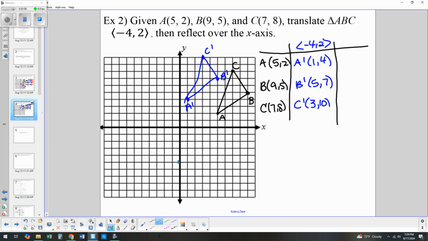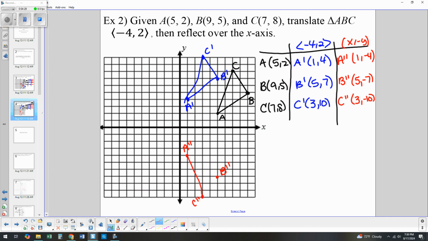So now we're going to do our second transformation. The reflection over the x-axis we know is (x, -y). So my double primes, again, happen to the primes. So it's going to be 1, -4, 5, -7, and 3, -10.